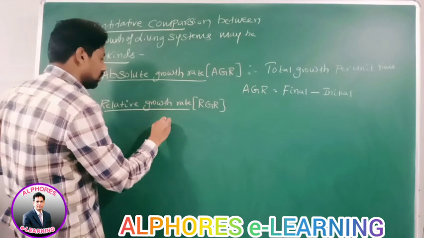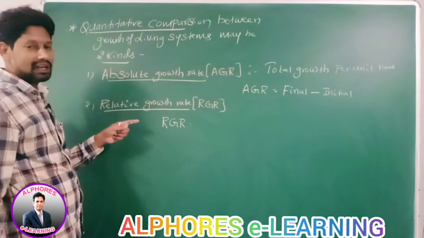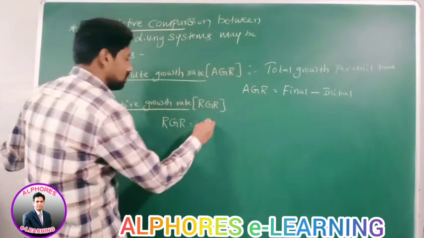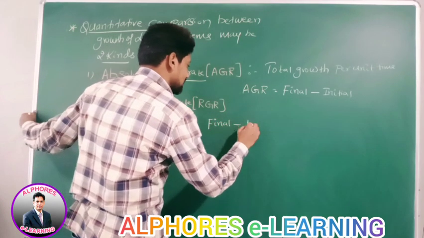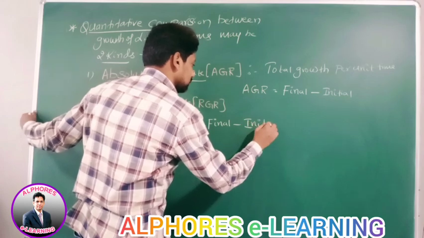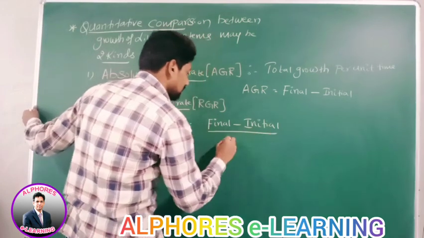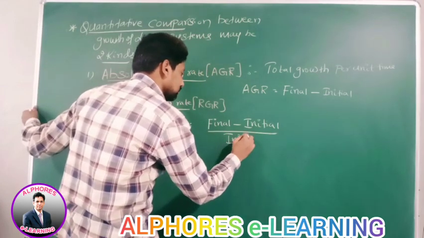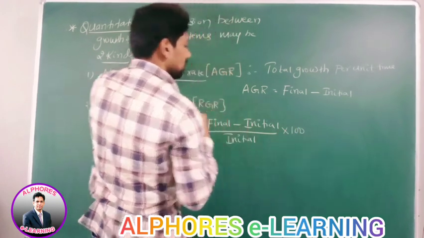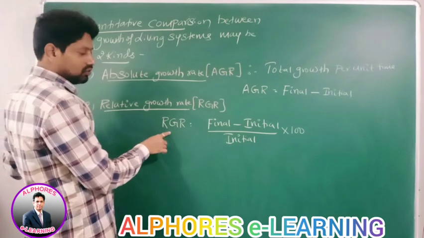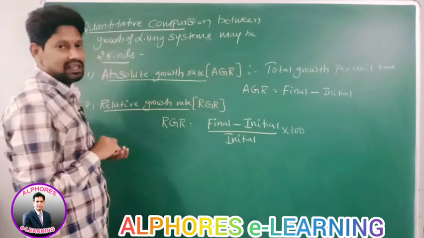Relative growth rate, that is RGR. Relative growth rate is equal to final minus initial, which means total growth per unit time, divided by initial, into 100. Therefore, relative growth rate is final minus initial by initial into 100.